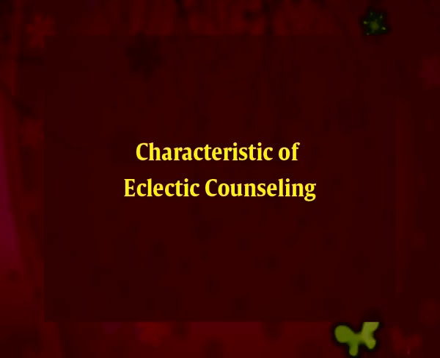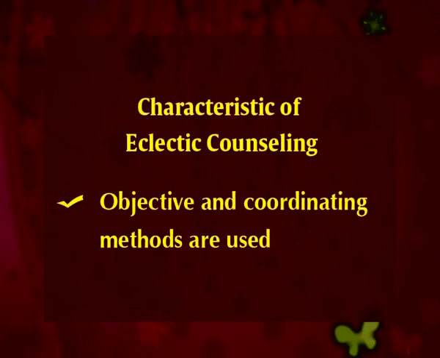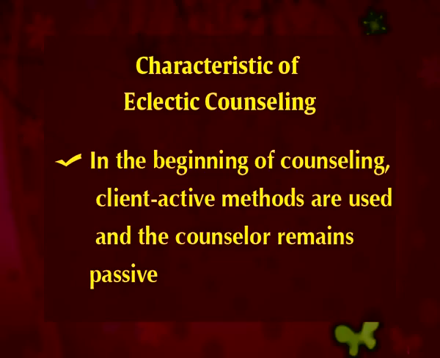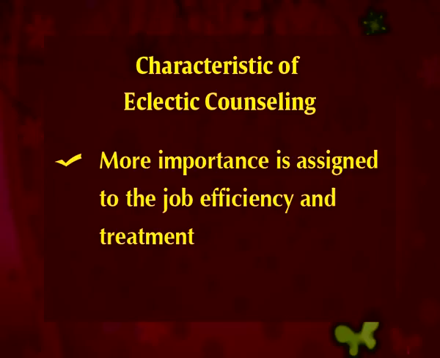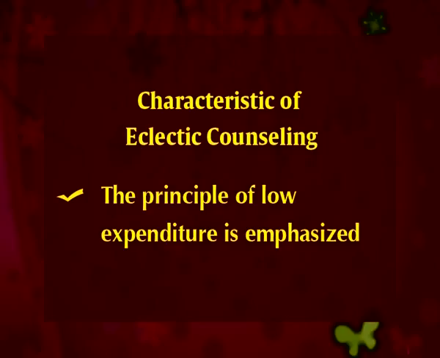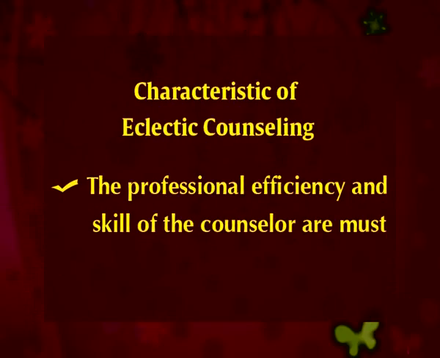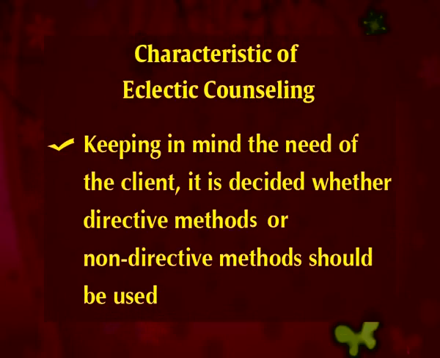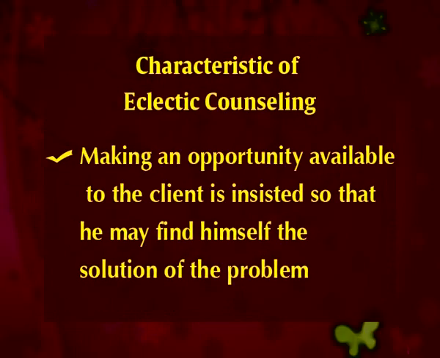Characteristics of eclectic counseling. In this, objective and coordinating methods are used. In the beginning of counseling, client active methods are used and the counselor remains passive. In this, more emphasis is assigned to job efficiency and treatment. The principle of low expenditure is emphasized. In such counseling, for the use of all the methods and techniques, the professional efficiency and skill of the counselor are a must. Keeping in mind the need of the client, it is decided whether directive or non-directive methods should be used. Making an opportunity available to the client is insisted upon so that he may find himself the solution of the problem.